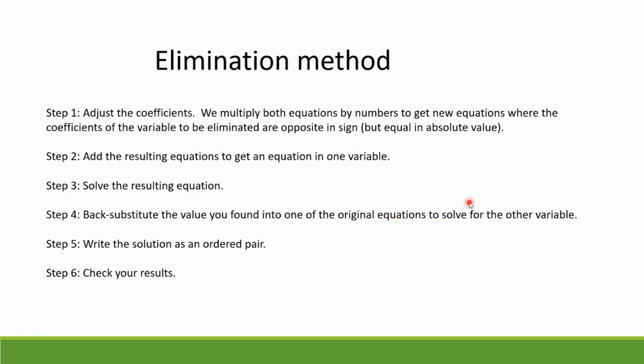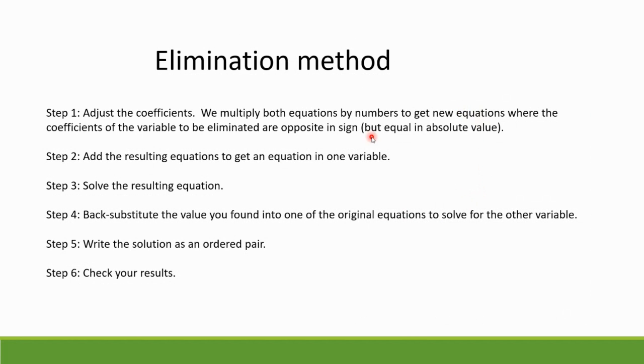Now we're in a new method. We're going to see a new method called the elimination method. I wrote it out here. The whole point, as you'll see, is you want to somehow multiply an equation, or maybe both, by numbers in such a way so that the coefficients of a variable, x or y, can be eliminated once you add them.